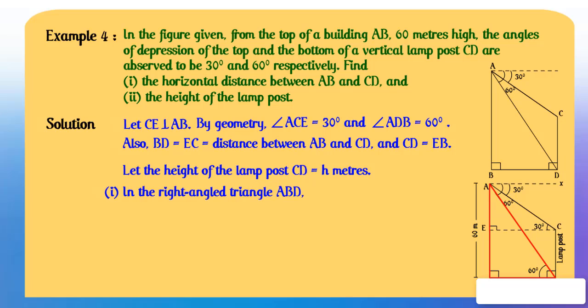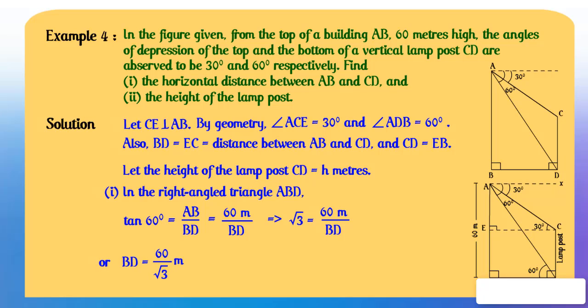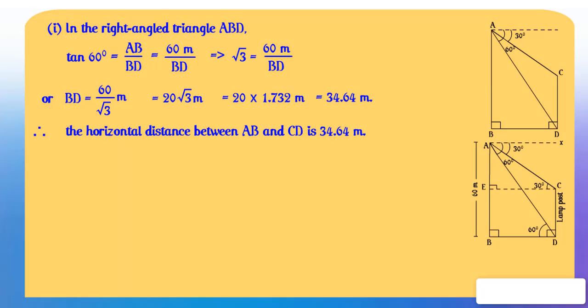In the right angle triangle ABD, tan 60 degrees is equal to AB by BD, which is 60 meters by BD. This implies root 3 is equal to 60 meters by BD, or BD is equal to 60 by root 3 meters, which is equal to 20 root 3 meters, which is 20 into 1.732 meters, which is 34.64 meters. Therefore, the horizontal distance between AB and CD is 34.64 meters.